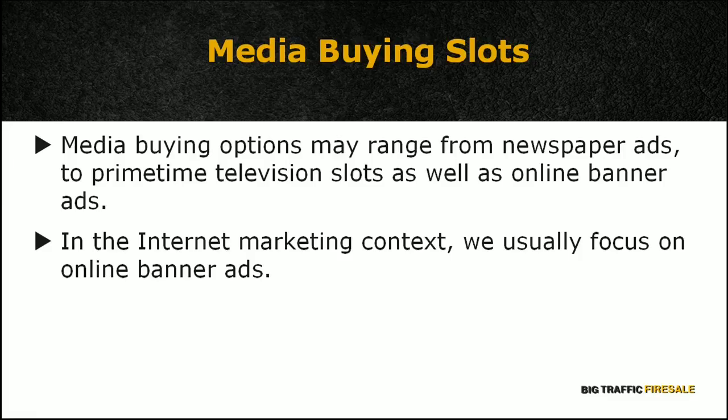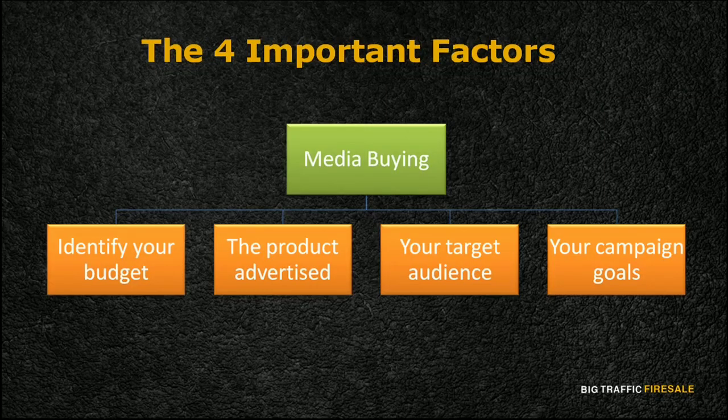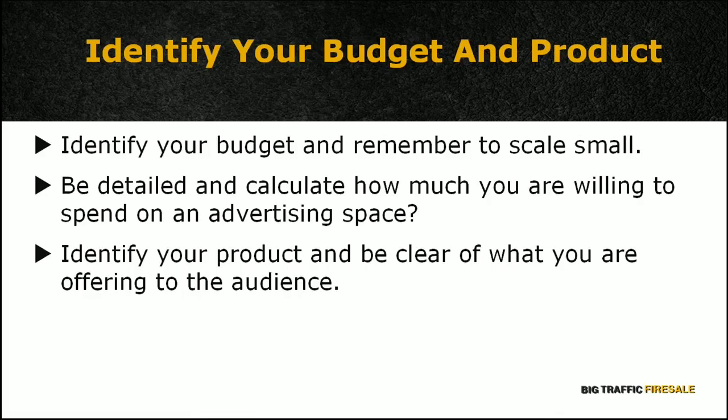Media buying options may range from newspaper ads to primetime television slots, as well as online banner ads. For this particular module, we will be focusing mainly on the internet marketing context, which involves online banner ads. When you generate traffic through buying media, there are 4 important factors to consider. Identify your budget, the product being advertised, your target audience, your campaign goals. Let's go through each component one by one.